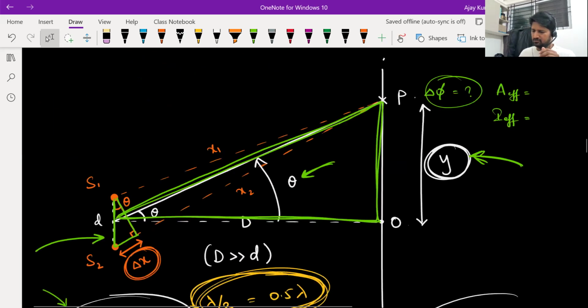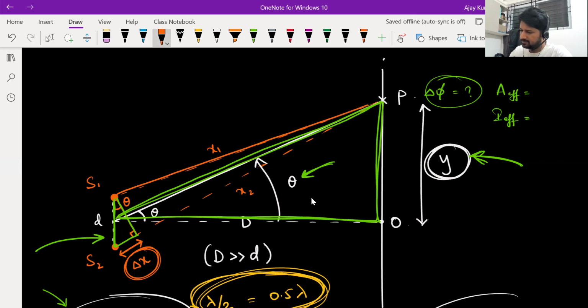We did this in the last class. You go through the video once, it will be clear. So we consider one wave from source S1 arriving at a point P on the screen, like this. And we consider one wave from the source S2 arriving at the same point P on the screen. Now, if the screen is quite far from the sources, quite far compared to the distance between the sources, the point P will also be far from the sources compared to the distance between them.